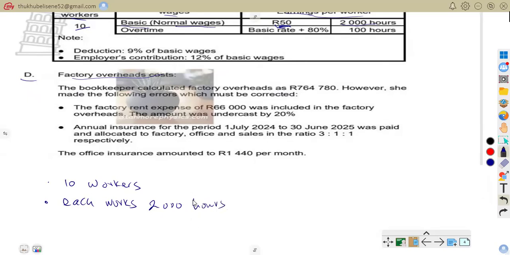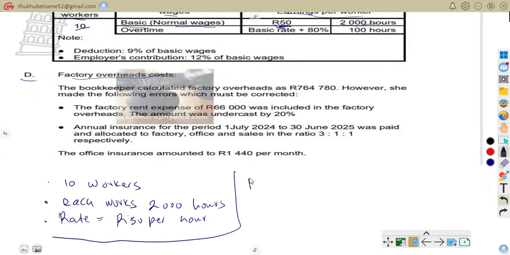And then what is the rate for our normal wage? It's how much? It's 50. The rate is equal to 50 rand per hour. This is the information that is going to help us to calculate the normal wage. With this information, we are going to be able to calculate normal wages. Hope we are together on that.